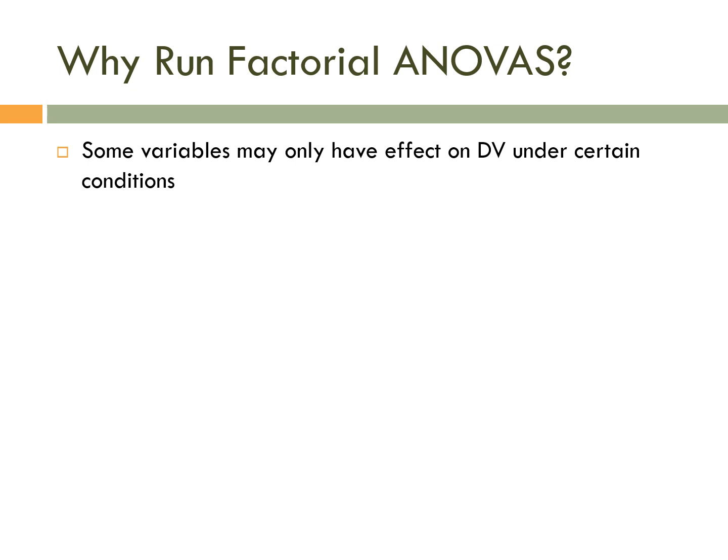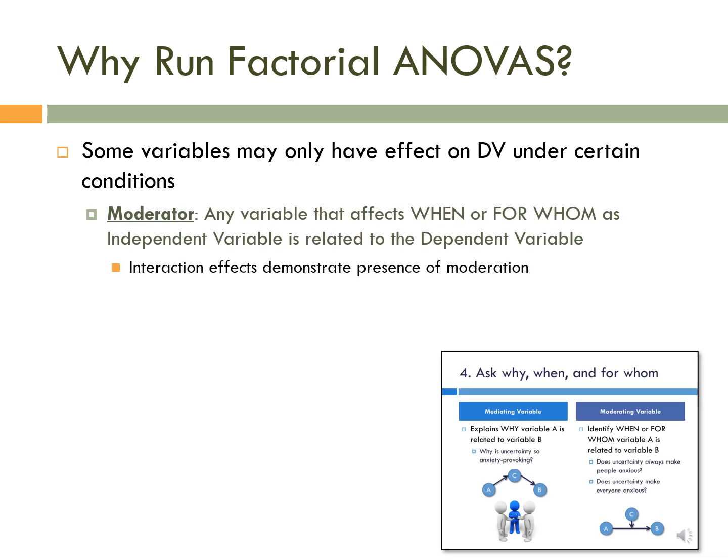You may remember way back to a different lecture, we talked about the idea of moderators and mediators. Well, this is reminiscent of a moderator. A moderator is any variable that affects when or for whom an independent variable is related to the dependent variable. When you are running a factorial ANOVA, if you find an interaction effect, that is a moderation that's happening because the effect of one IV on the DV depends on the other IV. That is a when or for whom thing that's going on. So this interaction is a moderation.